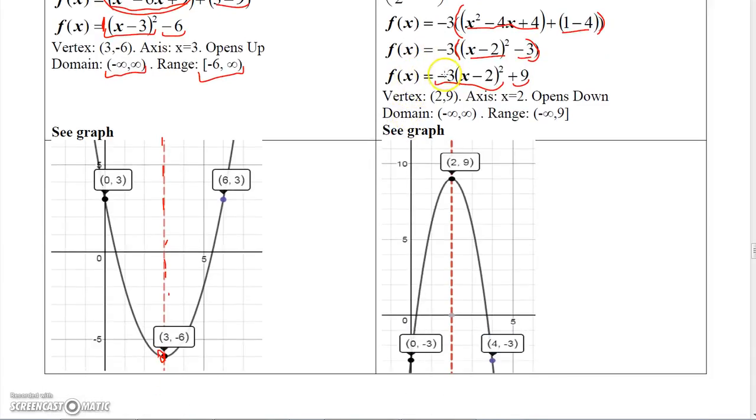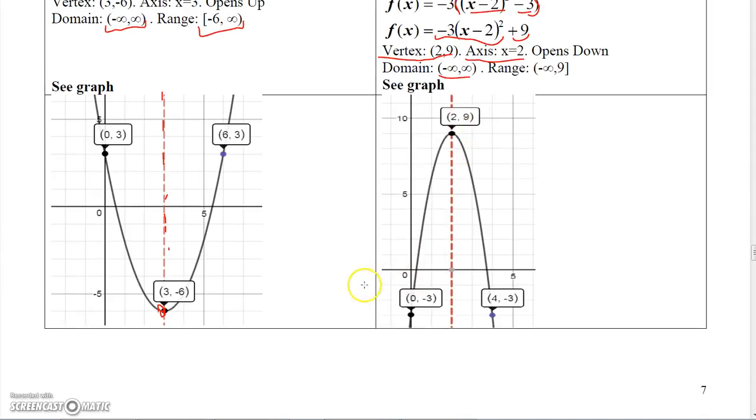Okay, now, since this is a negative, we know it opens down. From here, we know that h is 2, and from here, we know that k is 9. So the vertex is the point 2, 9. The axis is the line x equals 2, and the domain is all real numbers. And then let's look at the graph to get the range. Notice that the vertex is 2, 9, okay? And it opens down, so the range would start way down here at negative infinity and go all the way up to 9. So the range is negative infinity to 9.